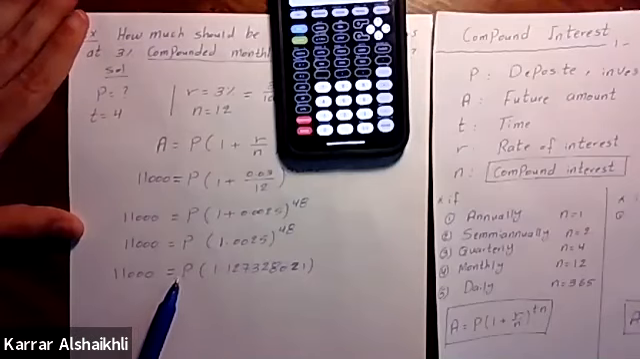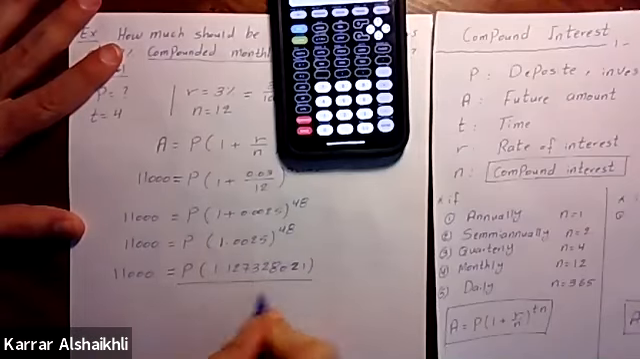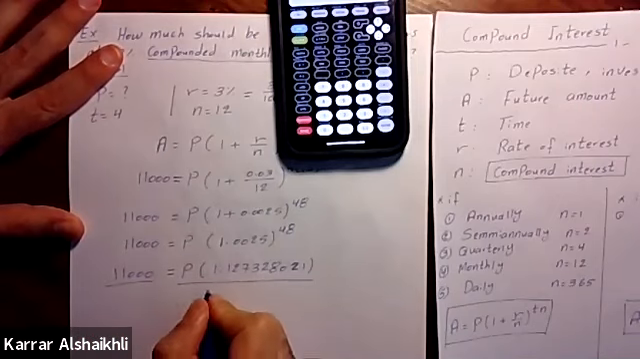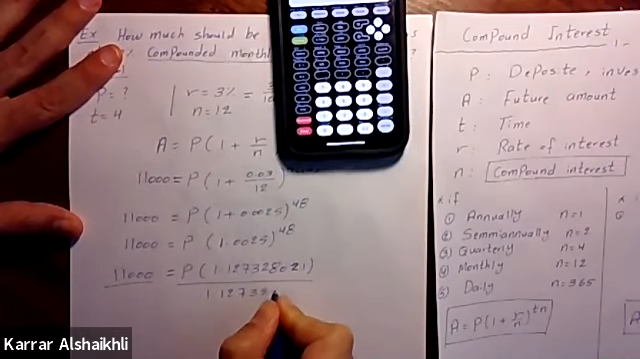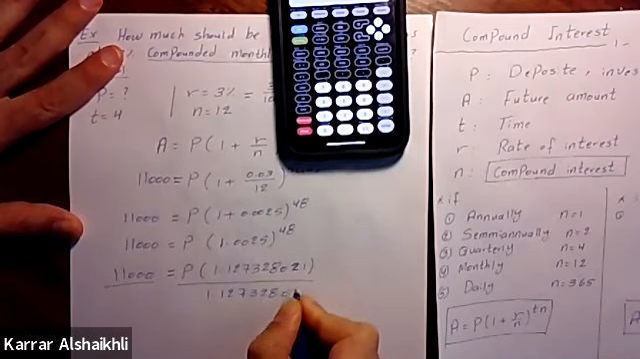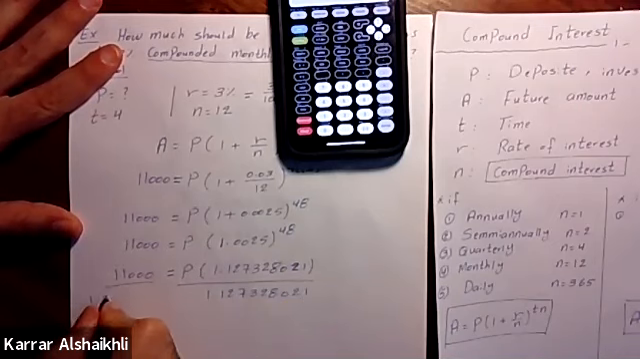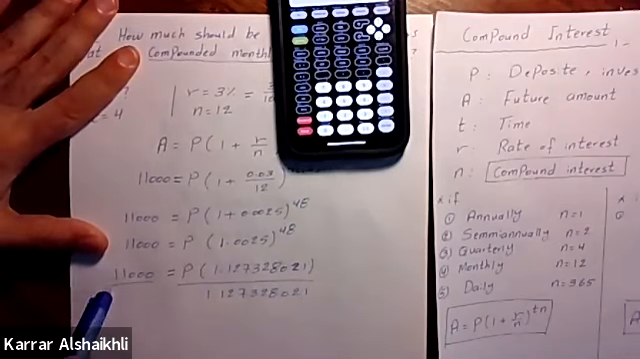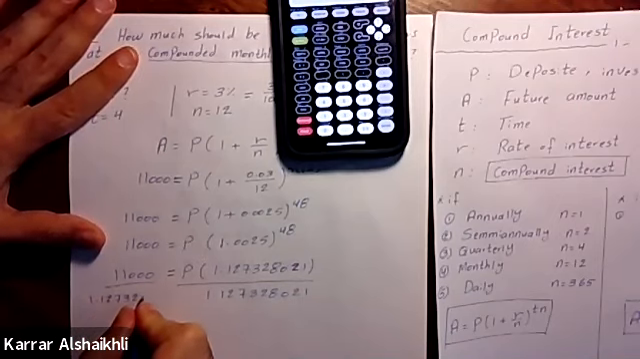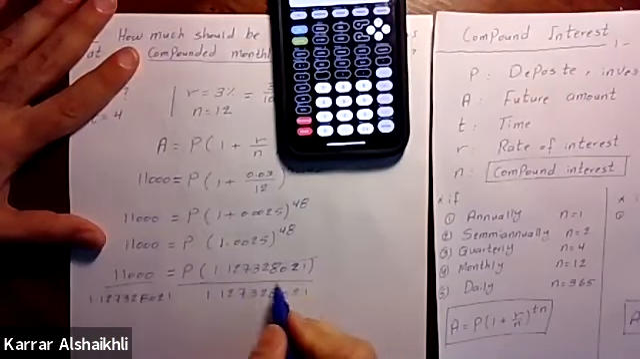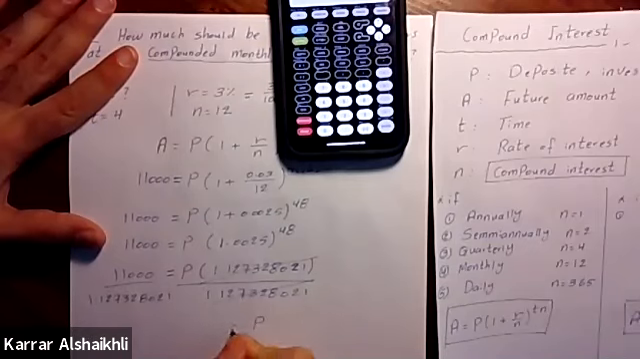Now I need to find the P, which is the variable. So I'm going to divide both sides by the number with the variable, by 1.127328021. 1.127328021 cancels. The leftover here is P equal.